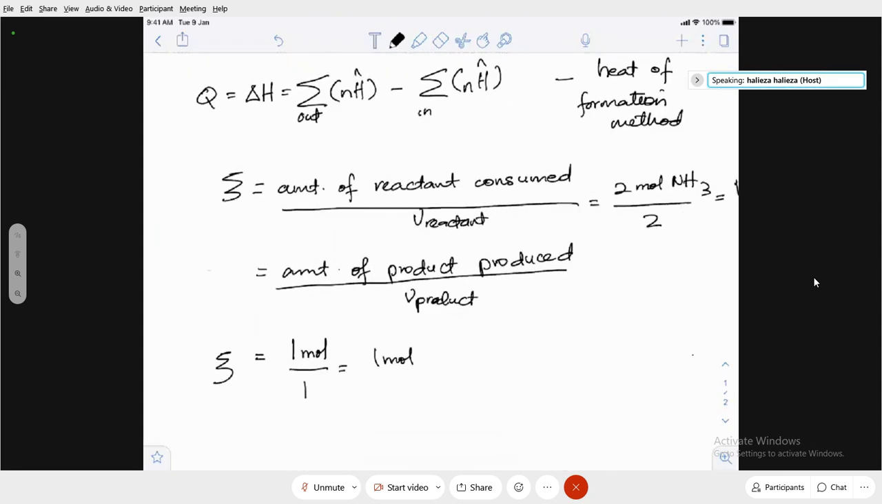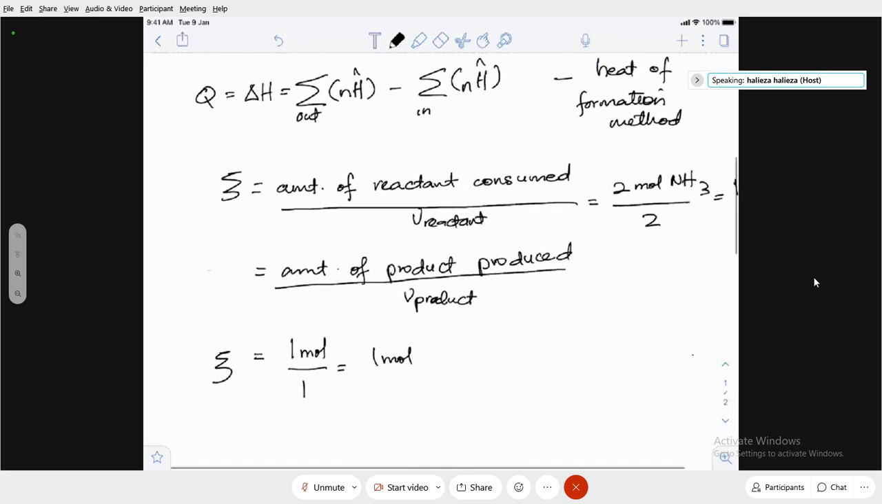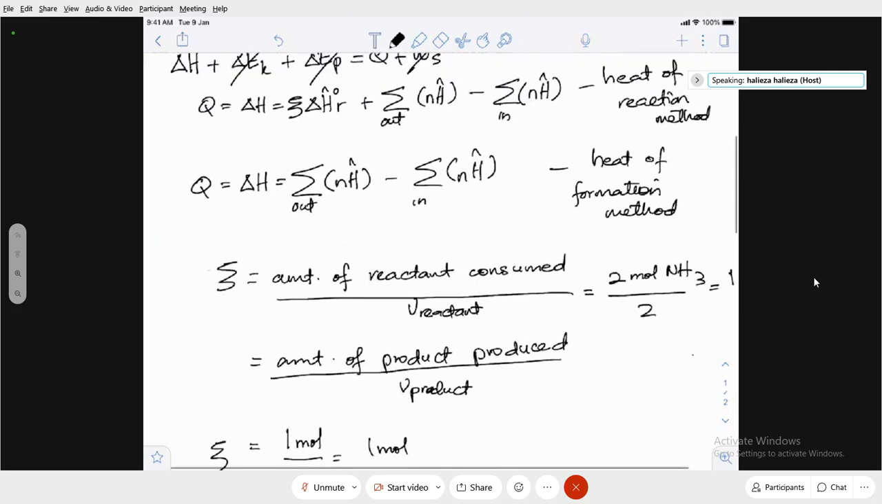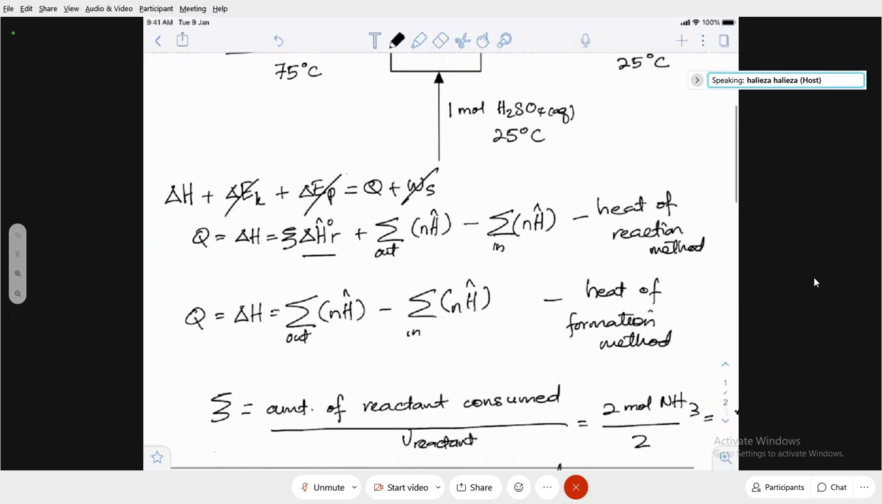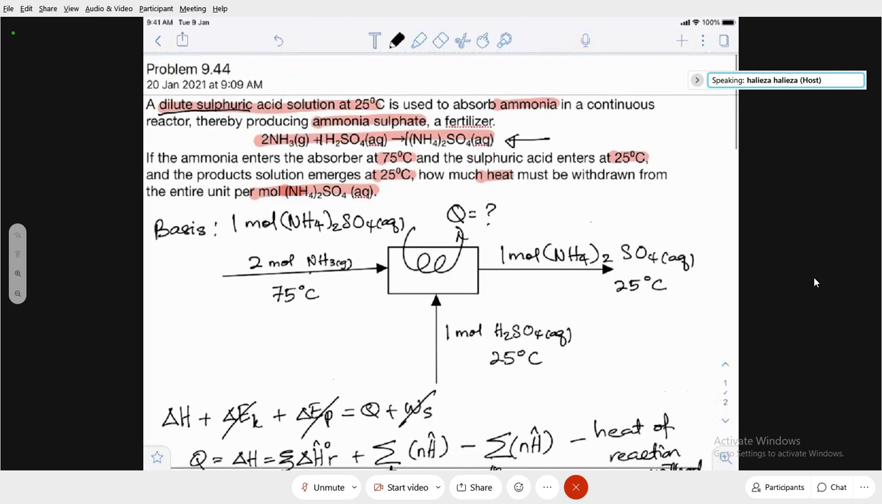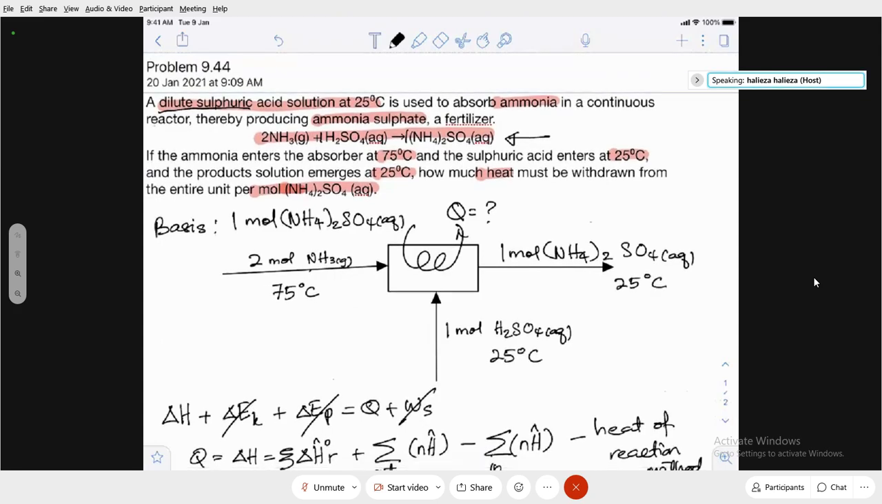But you can easily look at it from the equation. You can know that the extent of reaction is going to be 1 because your product is going to be formed 1 mole and the coefficient is also 1. So obviously it's going to be 1 mole. So that is your extent of reaction. Now we need to find the heat of reaction for that reaction. You already know the number of moles.